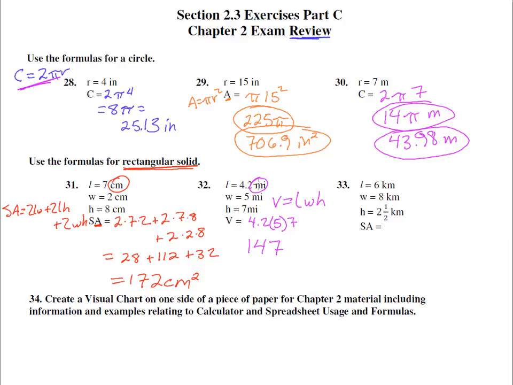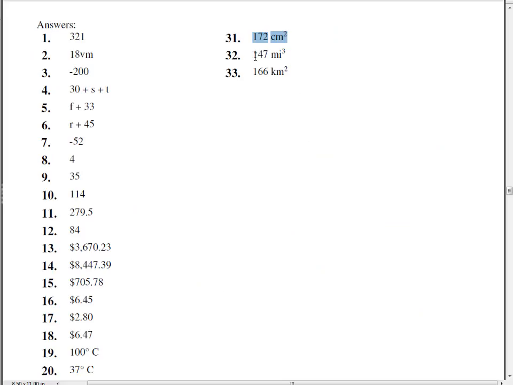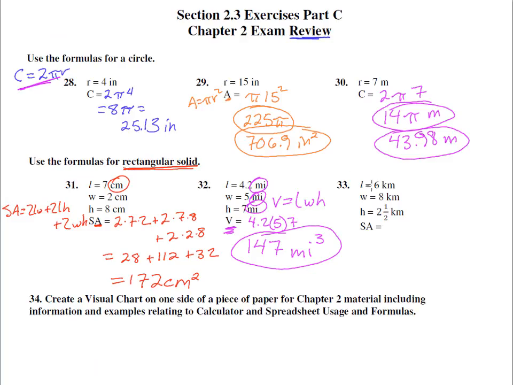These are in miles, so the units on the volume will be miles, but a third dimensional. So this is miles cubed. And we can see that because we took miles times miles times miles, which is miles to the third power. Let's double check our answer. 147 miles cubed. Number 33.